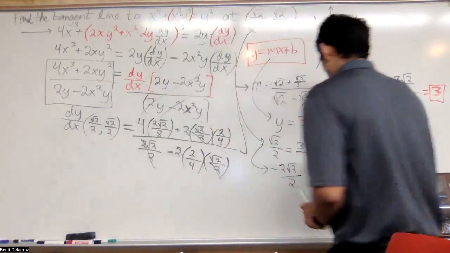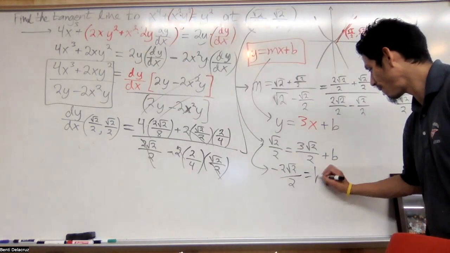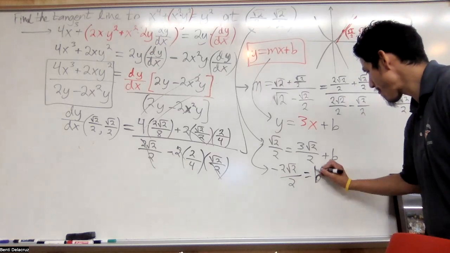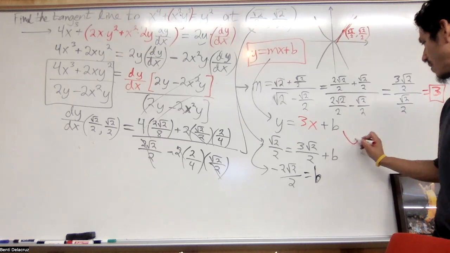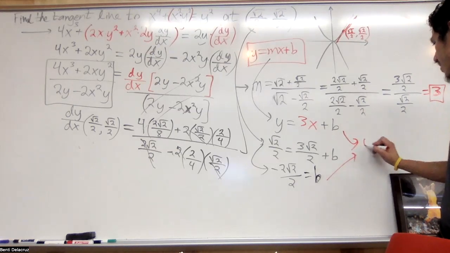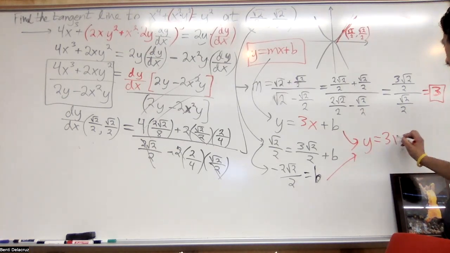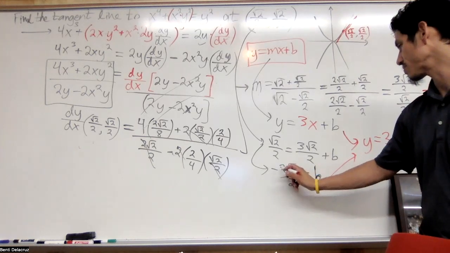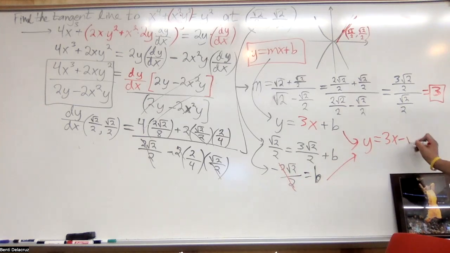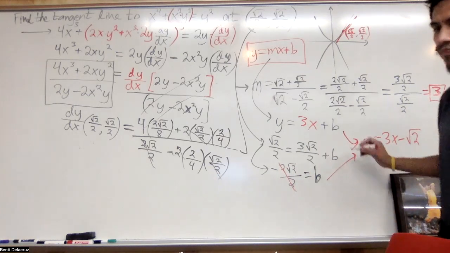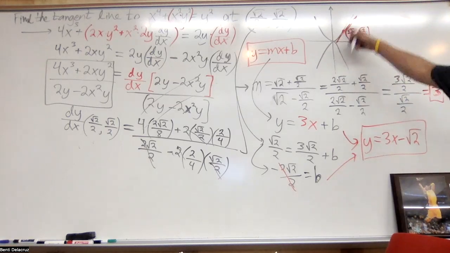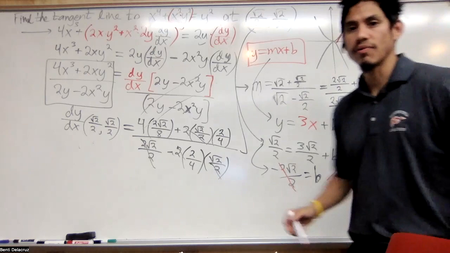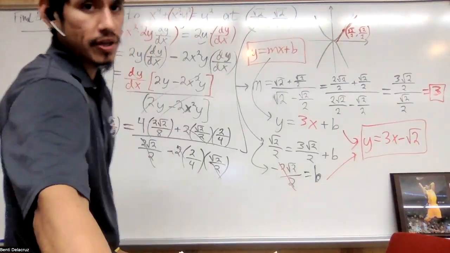Cool. So that's the b. That's your b. And go ahead and we can write our answer as y is equal to 3x minus root 2. And there you go. And that makes sense. The graph is positive and looks like the y-intercept will be negative. I think we're good. Yeah.